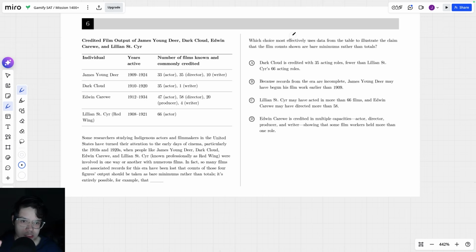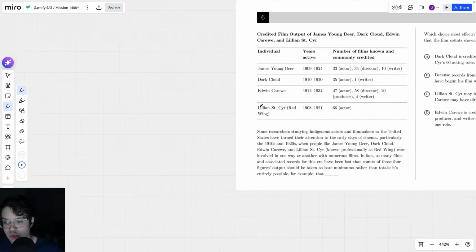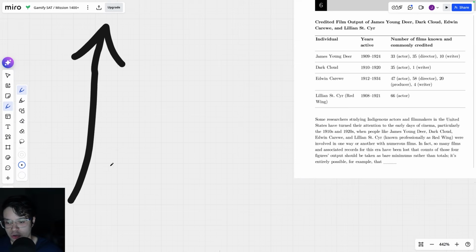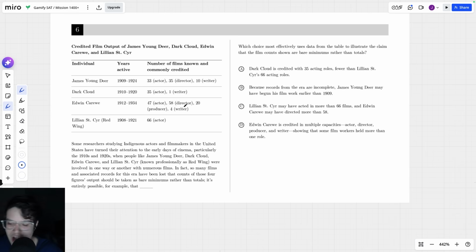Which choice most effectively uses data from the table to illustrate the claim that the film counts shown are bare minimums rather than totals? So we're trying to say here that these numbers are just the bare minimum. In actuality, it could be way higher than what's shown there. This is just the bare amount that they might be saying at the minimum. So it would have to say something along the lines of one of these people maybe made a lot more films or were in a lot more films than is shown here.